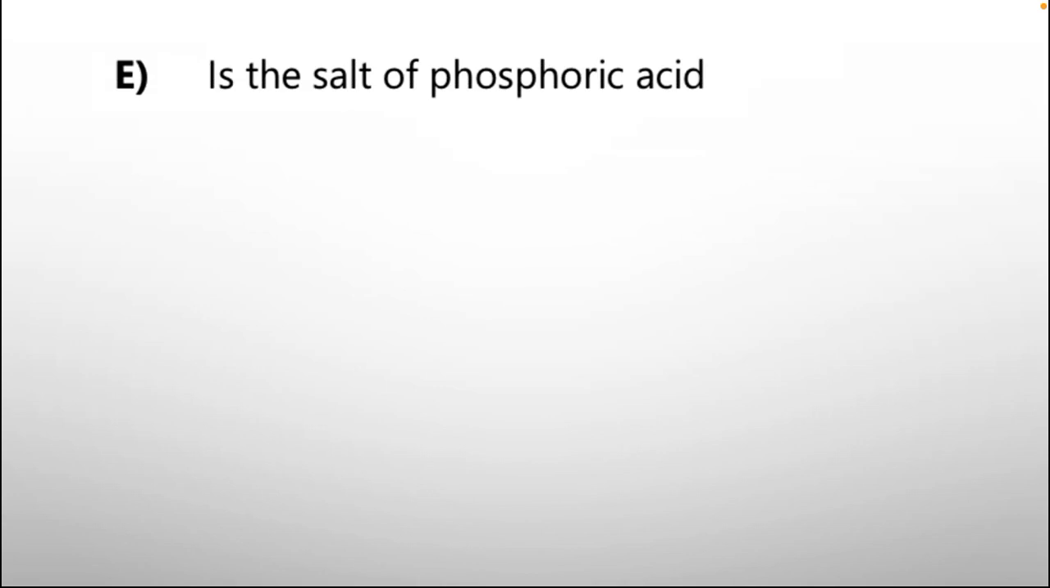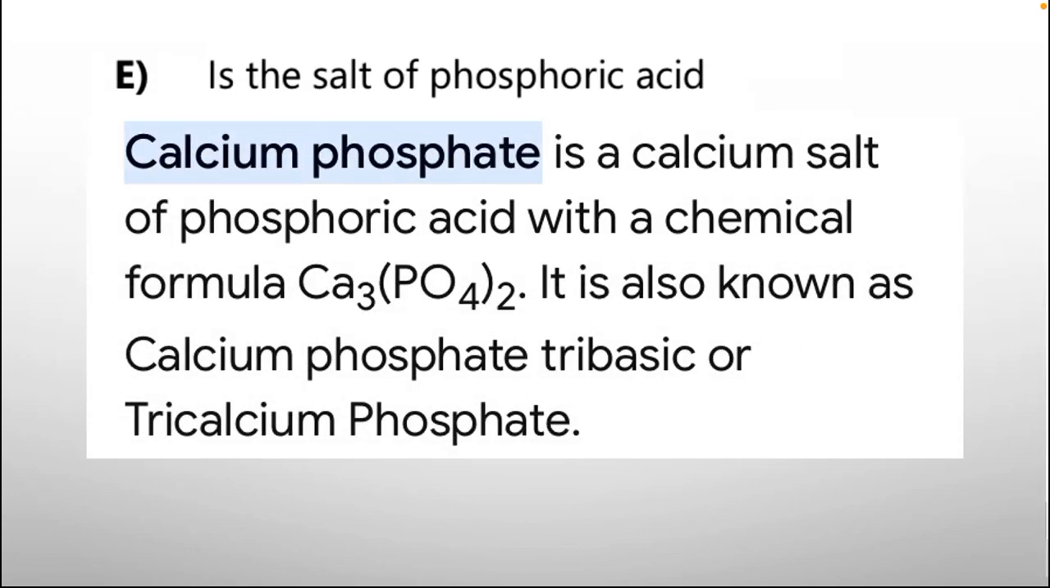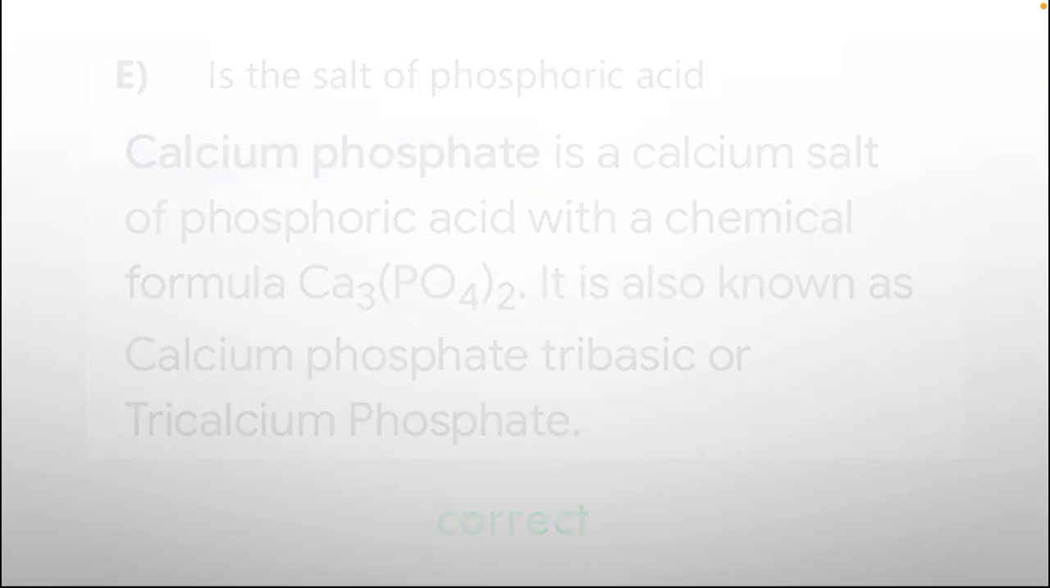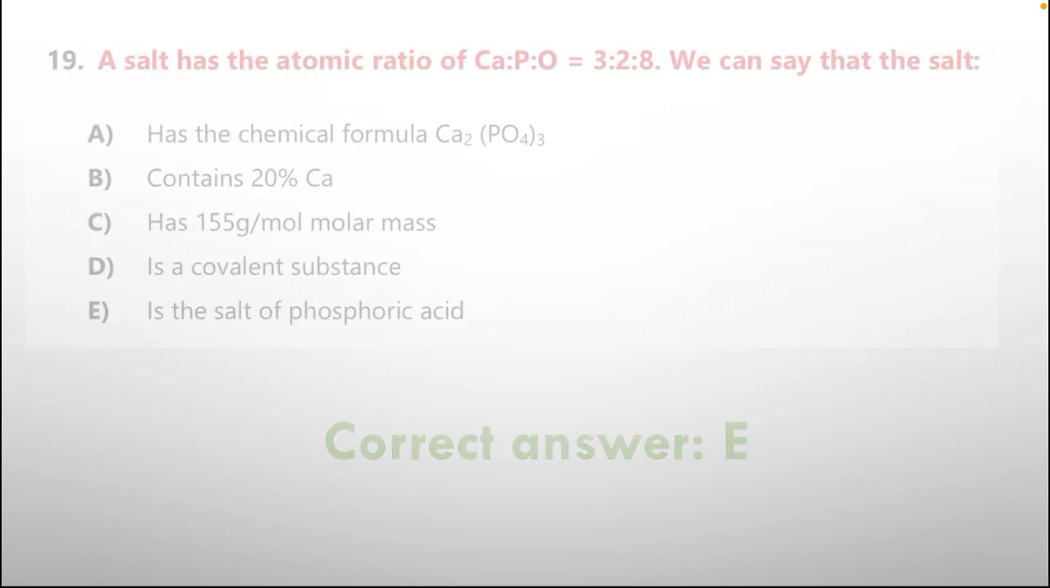Option number E is a salt of phosphoric acid. Calcium phosphate is a calcium salt of phosphoric acid with a chemical formula Ca3(PO4)2. It is also known as calcium phosphate tribasic or tricalcium phosphate. This option is correct. So according to our explanations, option number E, a salt of phosphoric acid, is correct.